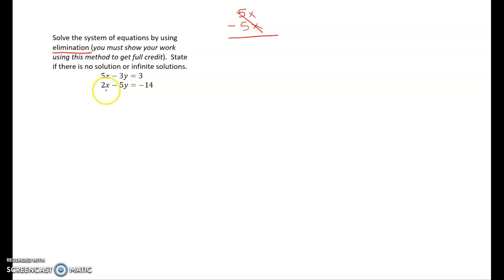We can use multiplication, and so I'm just looking at these first two. Why don't we get these to be 10 and negative 10? So to get this top one to be 10, I'm going to multiply by 2. Now I need to multiply every single term. We want to keep this equation balanced, and so that's going to multiply by 2. So I'll get 10x minus 6y equals 6.